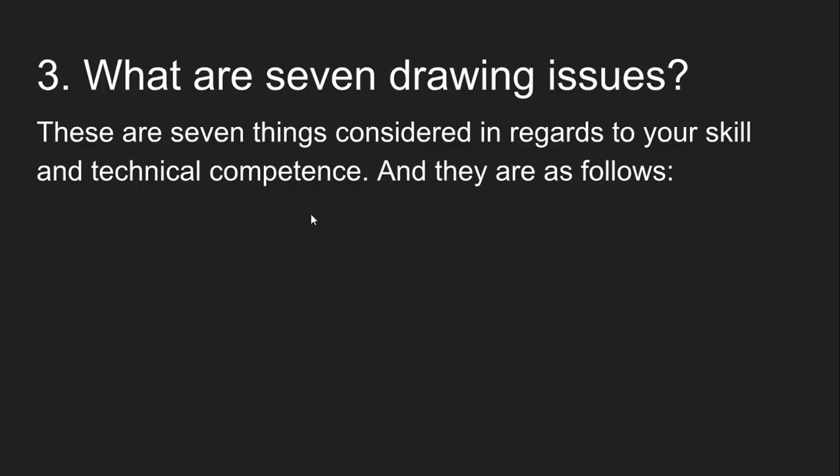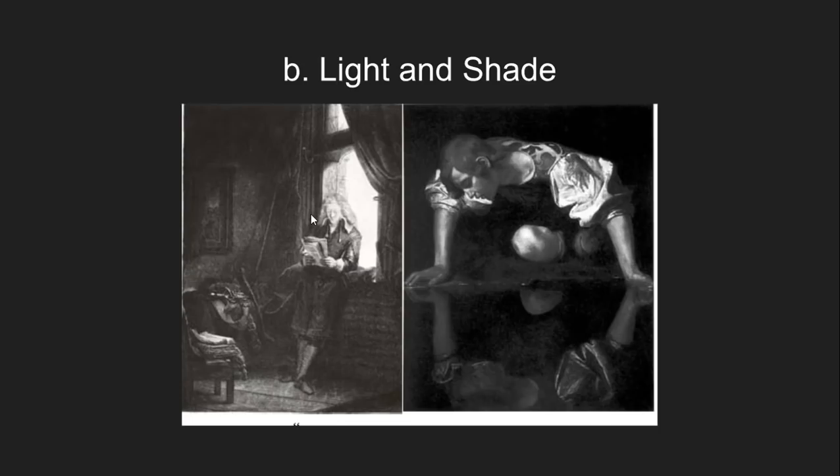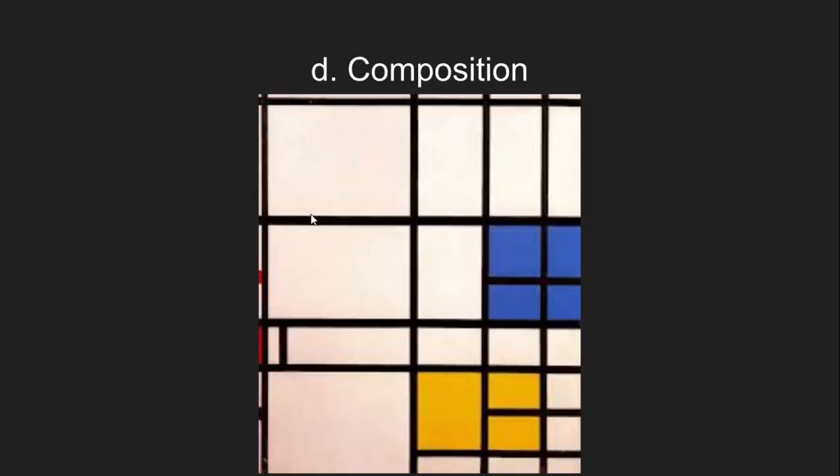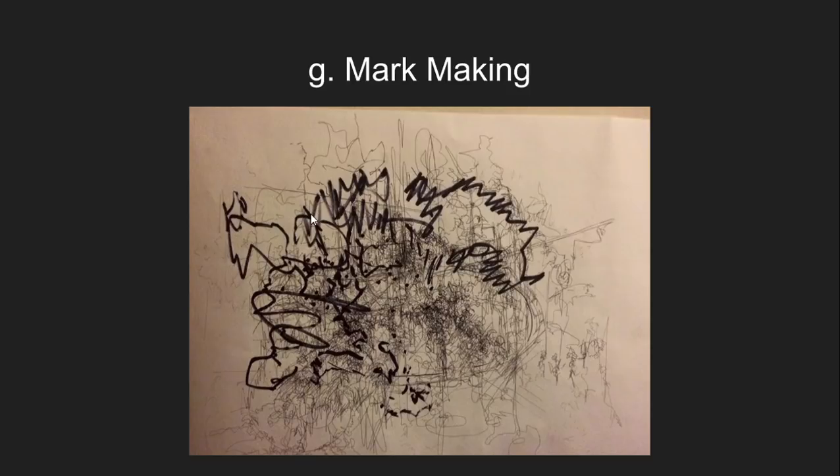What are the 7 drawing concerns? What are the things that you need to be concerned about the most when you're drawing? Well, there are 7 things considered in regards to your skill and your technical competence, and they are as follows. Line quality, variety of marks and lines, light and shade, your ability to use value, shading, and so on, rendering of form, composition, surface manipulation, the illusion of depth, not just using from the left side of the paper to the right side of the paper or the top to the bottom, but using the depth, going beyond the surface of the paper, and mark making, the way you lay down your marks, how creative you get with laying down marks and drawing is one of the drawing concerns.